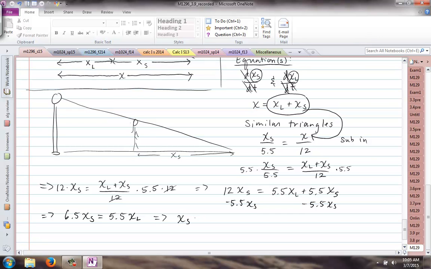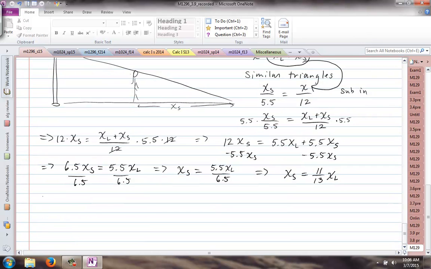But I'm just going to go ahead and solve for x sub s, by dividing by 6.5. And so x sub s equals 5.5 x sub l over 6.5. I just can't stop simplifying, so I just will keep going. This we could think of as 55 over 65, which reduces to 11/13. And now this thing is really boiled down, and I'm going to take the derivative.